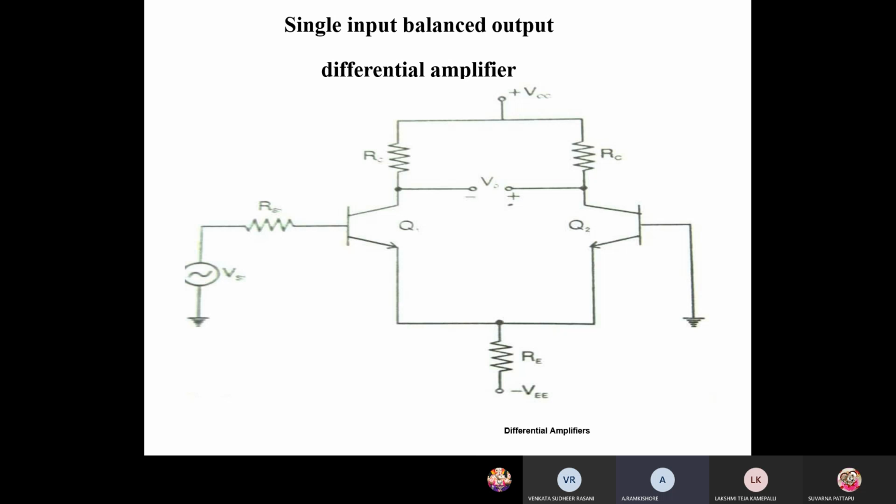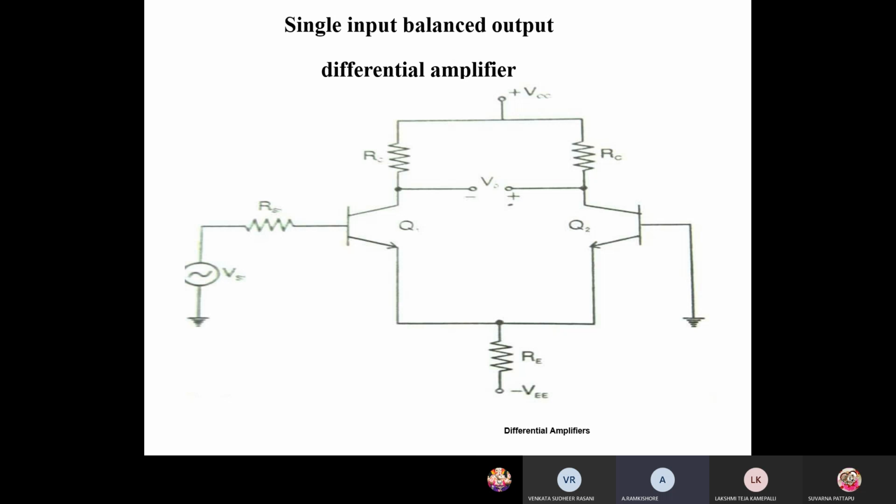the input impedance can be measured at any one of the two terminals with the other input at 0. So we consider any terminal and measure there, and we can get the input impedance with the other input at 0. And the output impedance can be measured at any one of the collector terminals with respect to ground. That value will give the output impedance.